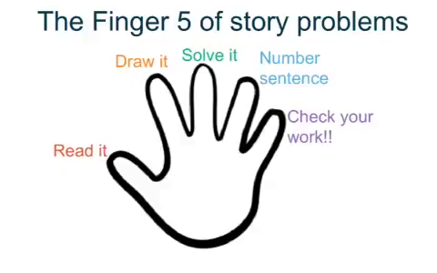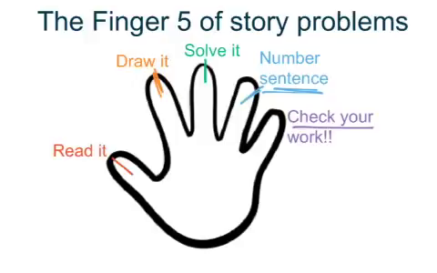The first step is read it, which matches to your thumb finger. The second step is to draw it, which matches your second or index finger. The third step is to solve it, which matches your third finger. The fourth step is number sentence, which is your fourth finger. And the last step is to check your work. This is the most important step and is represented by our pinky finger. Let's look more at how these work when solving a word problem or a story problem.